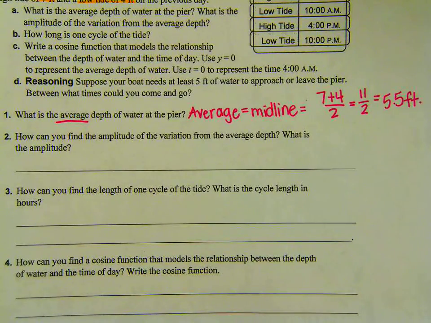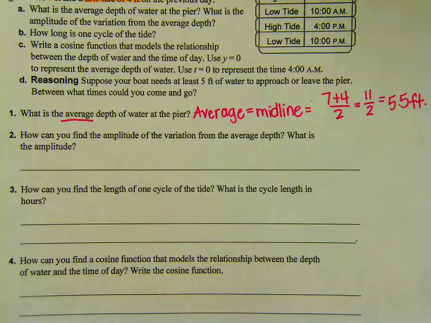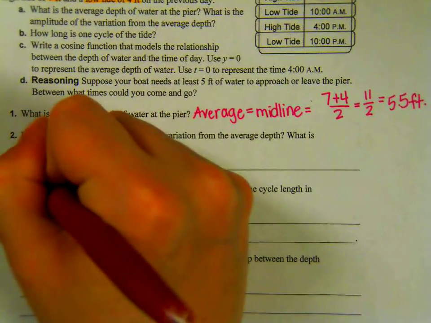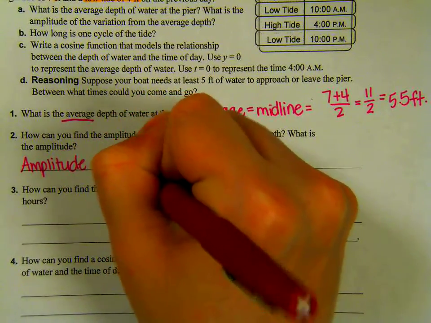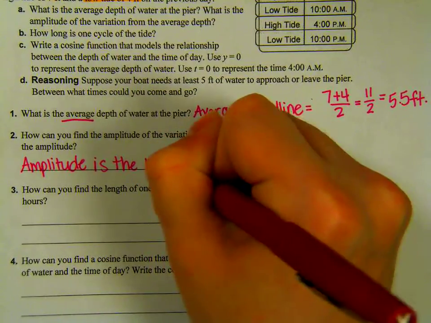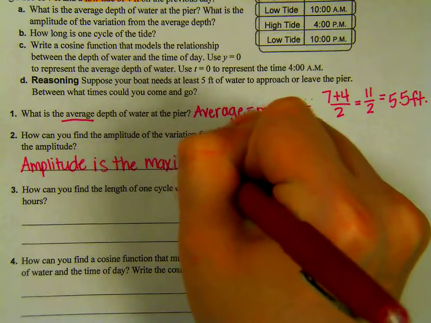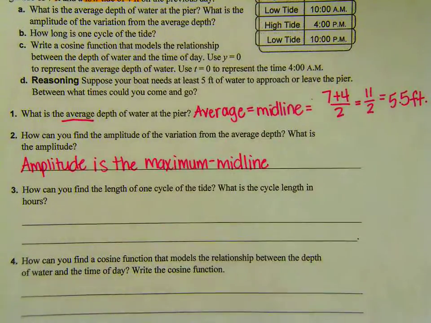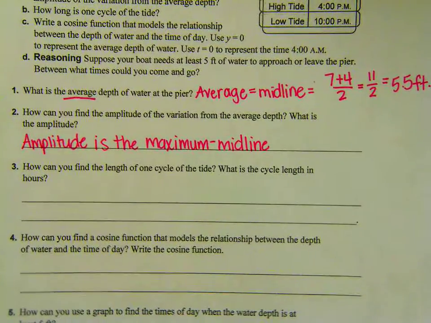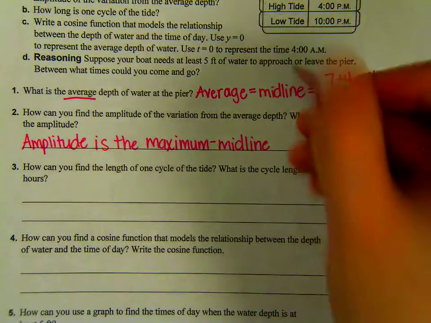Number 2, how can you find the amplitude of the variation from the average depth? The amplitude given the midline. Exactly. So really the amplitude is the distance. So amplitude is the maximum minus the midline, or midline minus the minimum, but usually I like maximum better, it makes it pop. So amplitude is the max minus the midline.